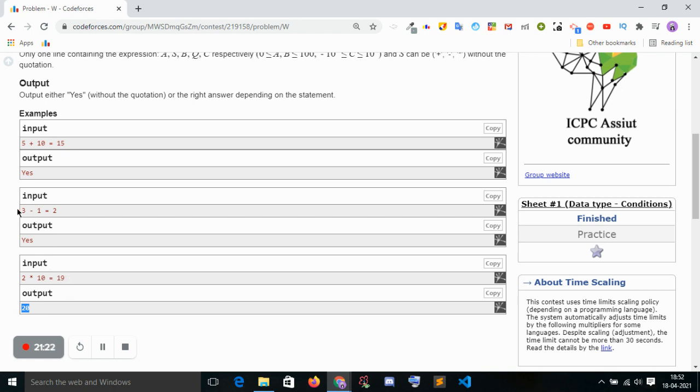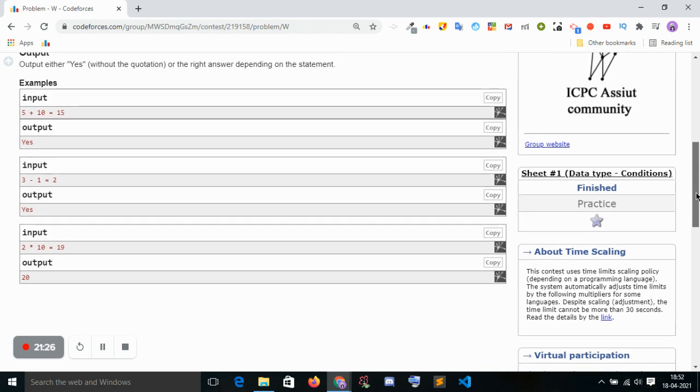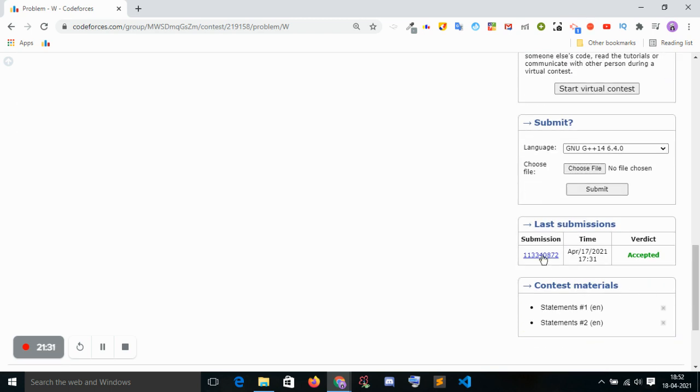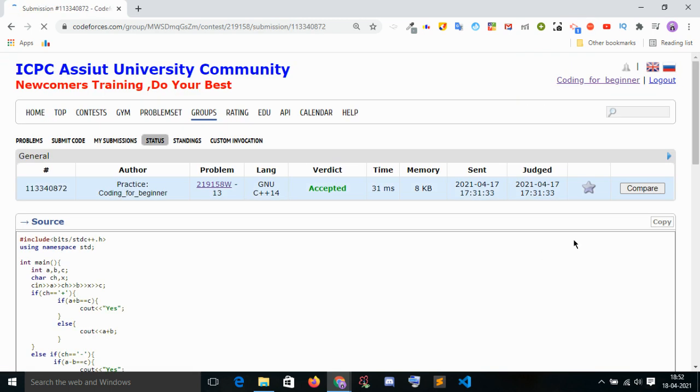If it is equal, like 3 minus 1 equals 2, then you should print yes. So how do I solve this question? Never use string, never use the getLine function, because it makes things a lot more complicated.